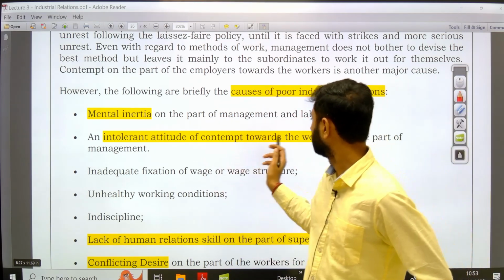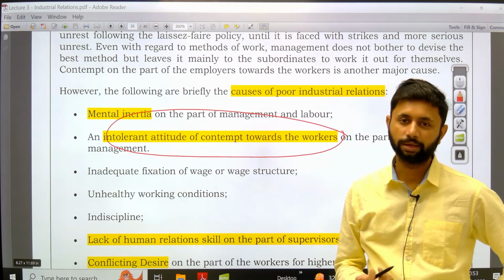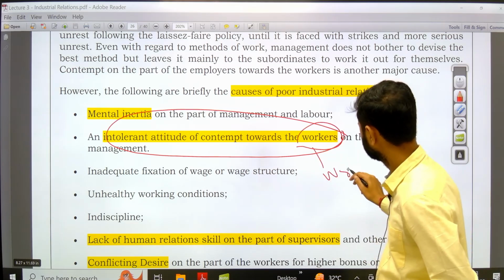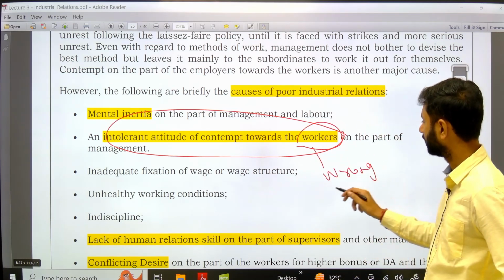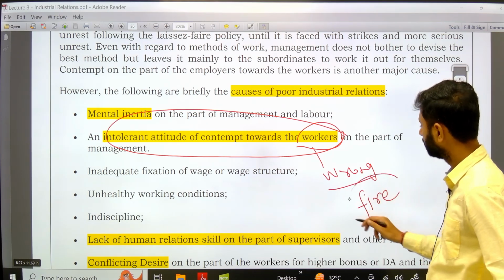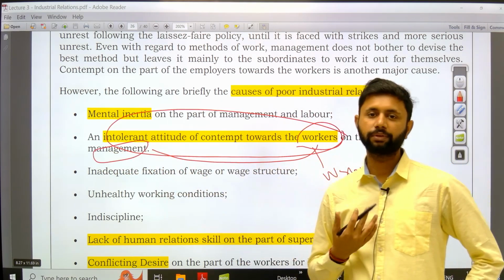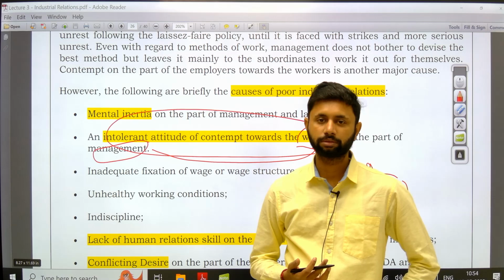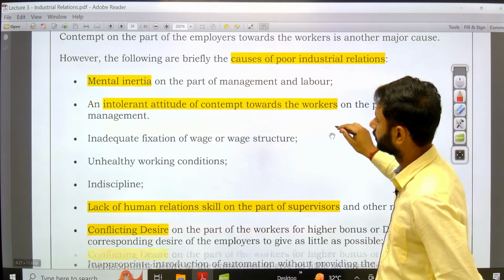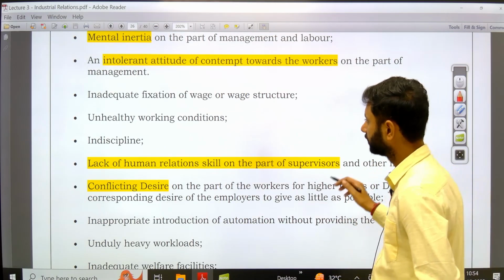Another point, intolerant attitude of contempt towards workers on the part of management. Suppose a worker did something wrong and the management decides to fire this worker, then obviously an enmity between workers and management will develop. Why will the workers trust the management even if the mistake was not of a serious nature?